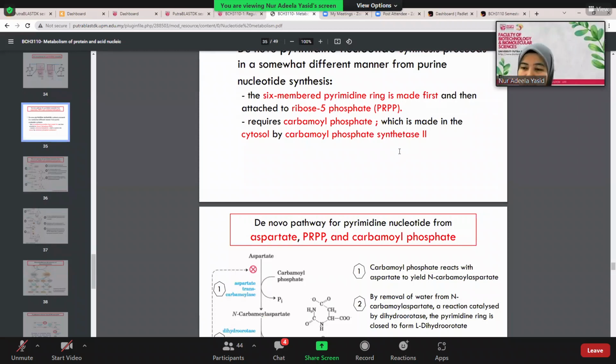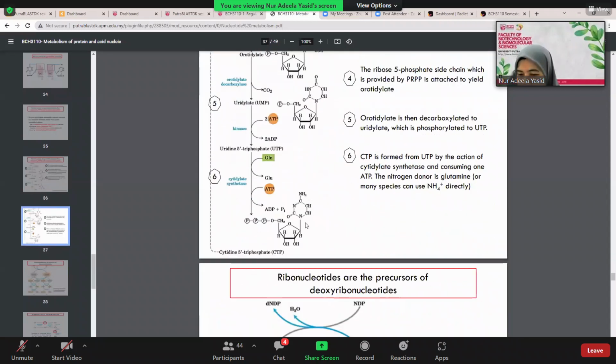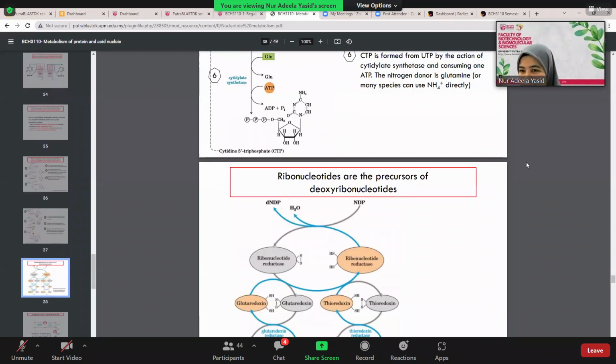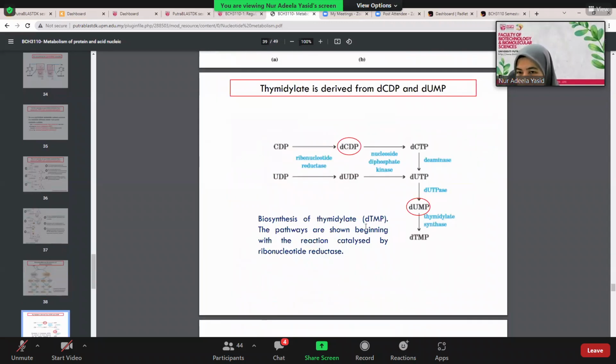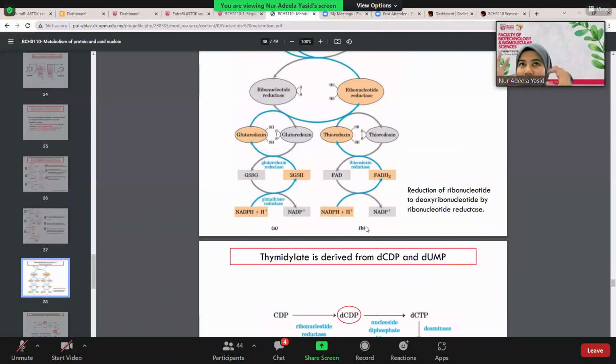Agak-agak ni kenapa? Because of thymidine, that's why this slide comes first before I discuss the next one. Nampak tak? All the other nucleotides, adenine, guanine, cytosine, they can be present in the form of ribonucleotide and also deoxyribonucleotide.